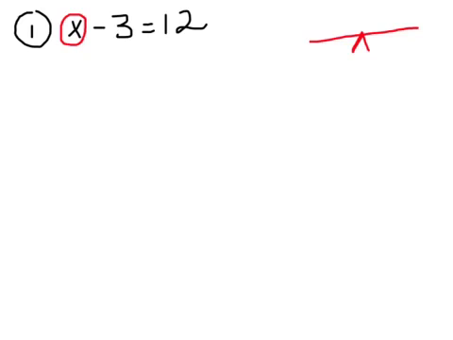If I do something to one side, it's going to cause it to tilt in that direction. I got to keep it balanced. That's what the equal sign means, that the two sides are equal. So if I do something to one side, I got to do it to the other.